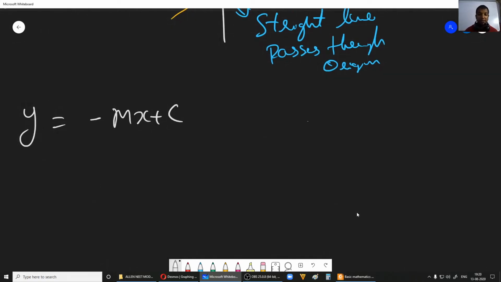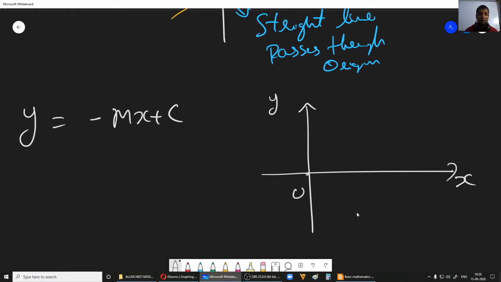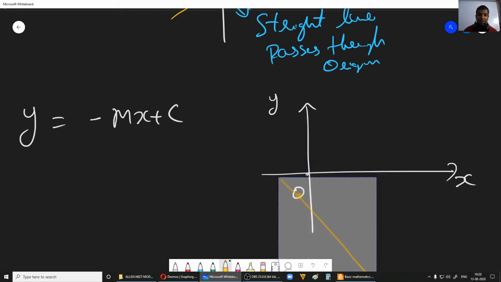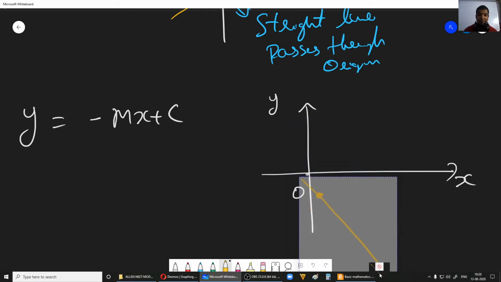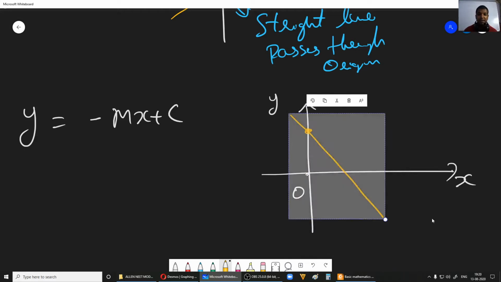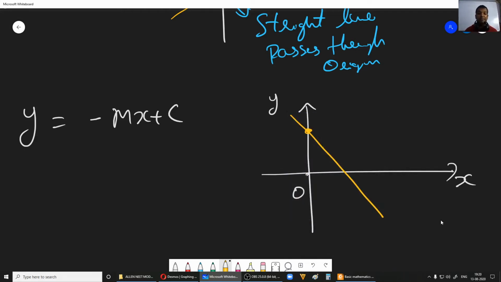Now what will happen if c is negative? It's easy to find out. So x, y, and this is 0, and this is the line you are getting. The y-intercept is positive. If the same line had come down like this, then the y-intercept would have been negative. I hope you got the idea. So y is equal to minus mx plus c means negative slope.